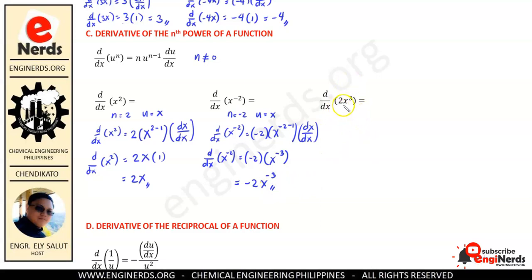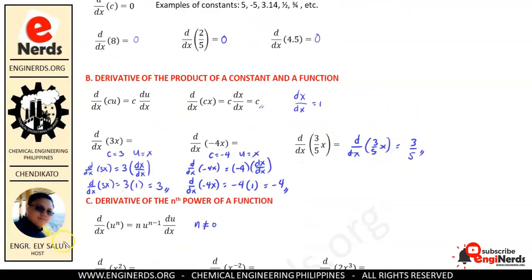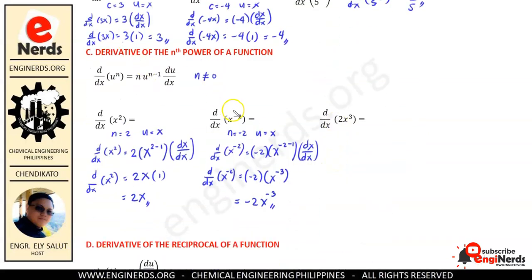Now we have here 2x cubed. So we have here the combination of part B and part C: the derivative of the product of a constant and a function, and the derivative of the power of a function. So we learned earlier that when we have a constant multiplied by a function, we will just take out our constant. So we will take out our constant 2 and then take the derivative of our function, x cubed over dx.